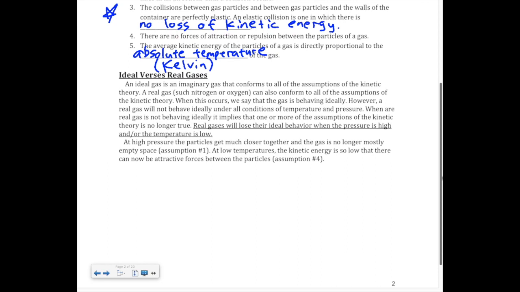So, the ideal versus real gases. An ideal gas is an imaginary gas that conforms to all the assumptions of the kinetic theory. It only exists on paper. Okay, so ideal only exists on paper.